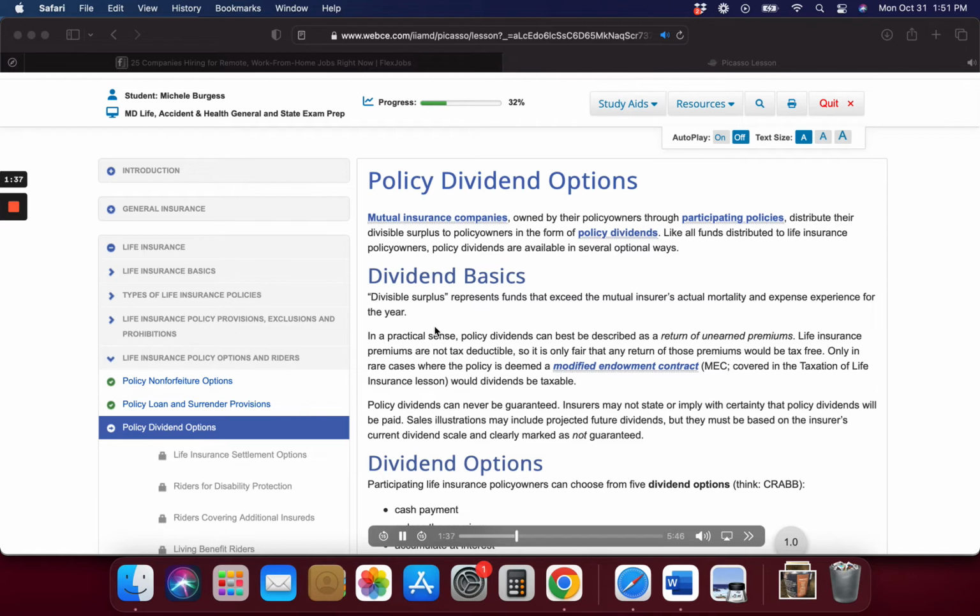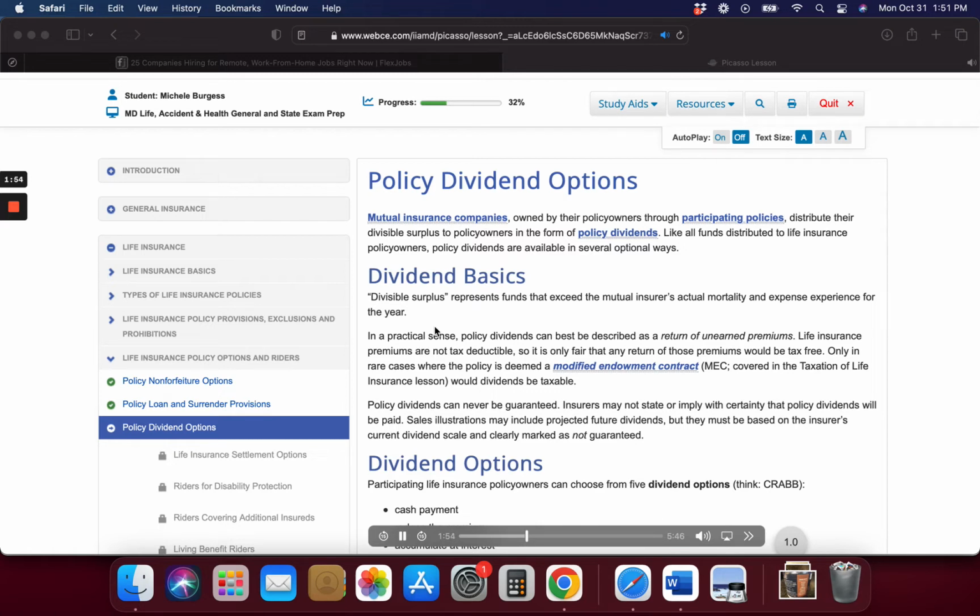Receive dividend in cash. Under the cash dividend option, the policy owner elects to receive the dividend in cash. The insurance company sends a check for the declared dividend on the anniversary date of the policy. Policy dividends received in cash are generally not taxable.